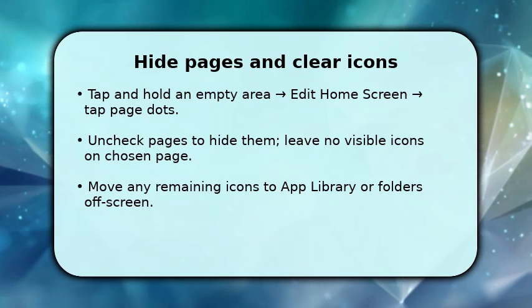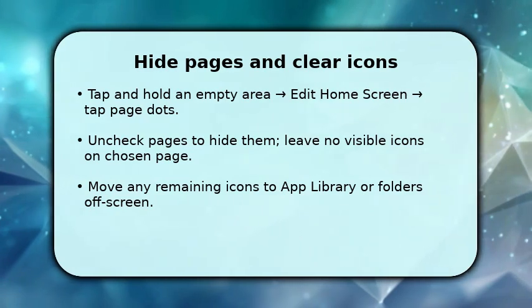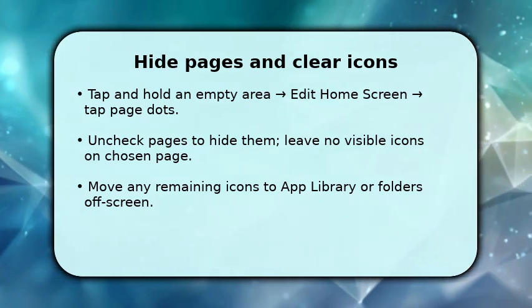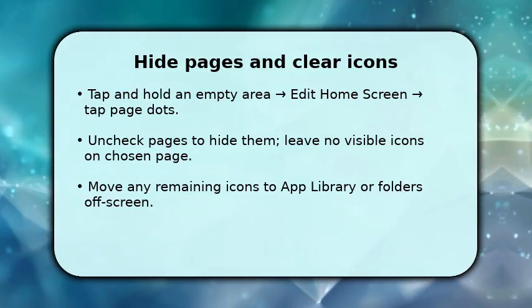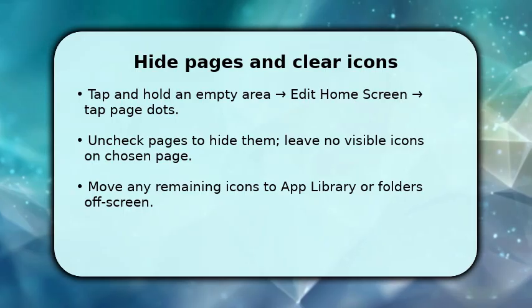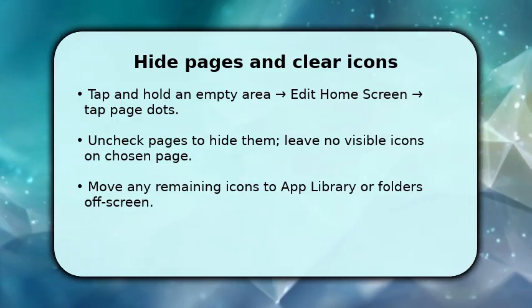Once done removing individual apps and widgets, press and hold an empty area until icons jiggle, then tap the page indicator dots. You can now uncheck any page to hide it. This is how you make a home screen effectively blank.